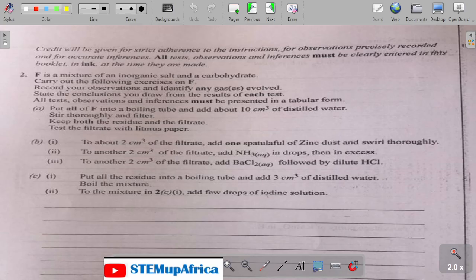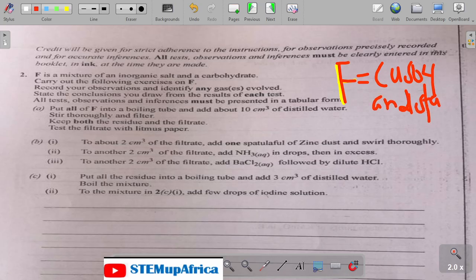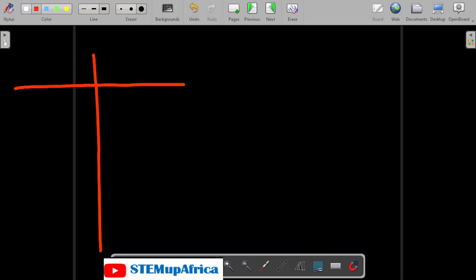A, put all of F into a boiling tube and add about 10 cm cube of distilled water, stir thoroughly and filter. So our F is a mixture. Our F is copper sulfate and starch. That is what F contains. So what happens if I put them in 10 cm cube of distilled water? What am I going to experience?